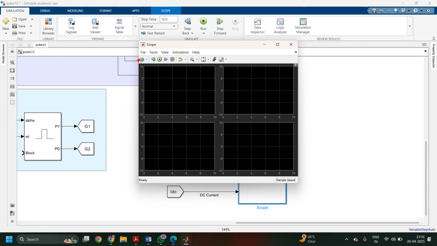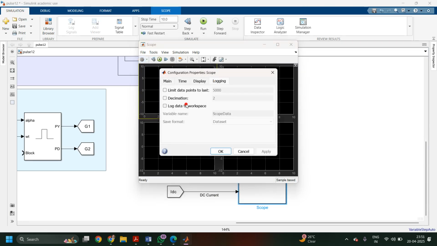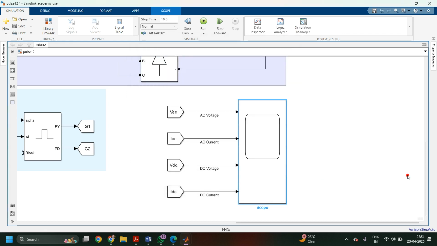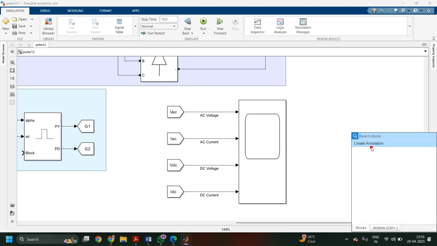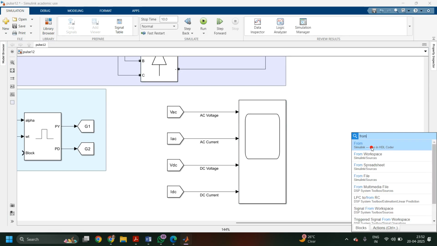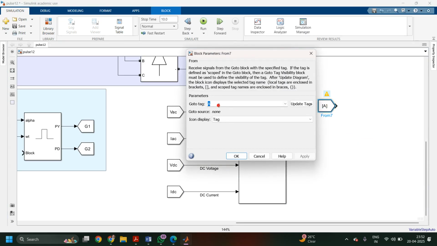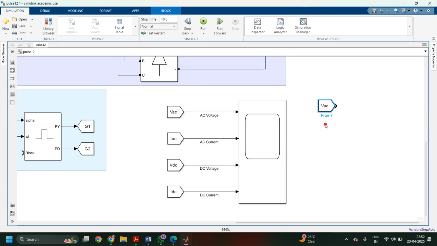In this measurement block, go into the settings, data logging. In this data logging, save this data with the name of wave. Make it structure with time. Okay. Now we want to measure the AC and DC power. So we will take the From block again. In this From block, we will set VAC. Take another one to get the IAC.